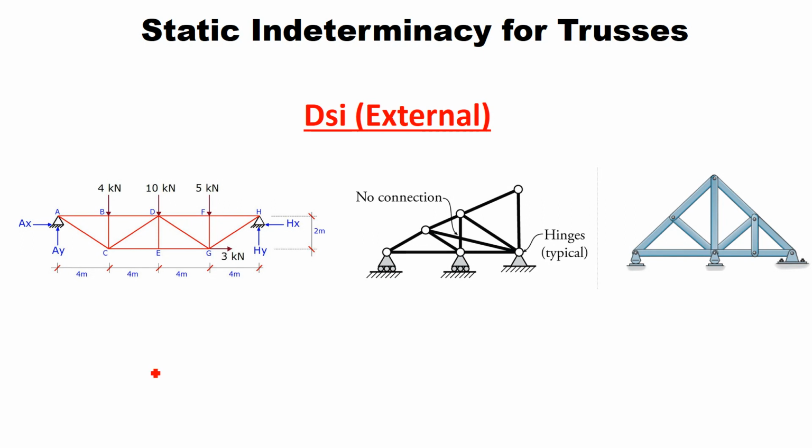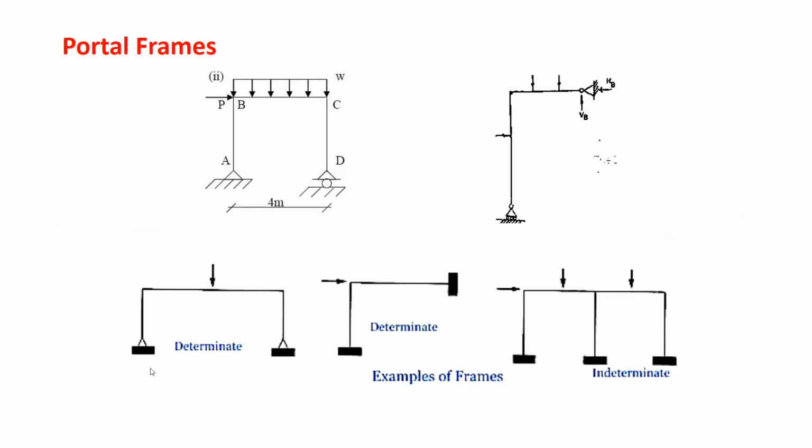Similarly, you can find out static indeterminacy for trusses, external as well as internal. Please make a note, in case of a frame also, a frame is internally always determinate. The same three unknowns are present in the frame also: axial force, shear force, bending moment. These three forces you can find out if you know the support reactions. SFD and BMD we can plot if we know the support reactions. Therefore, internally a frame is always determinate.